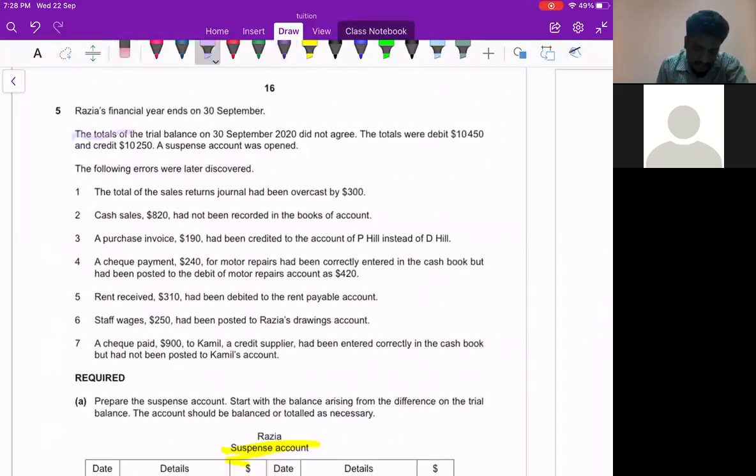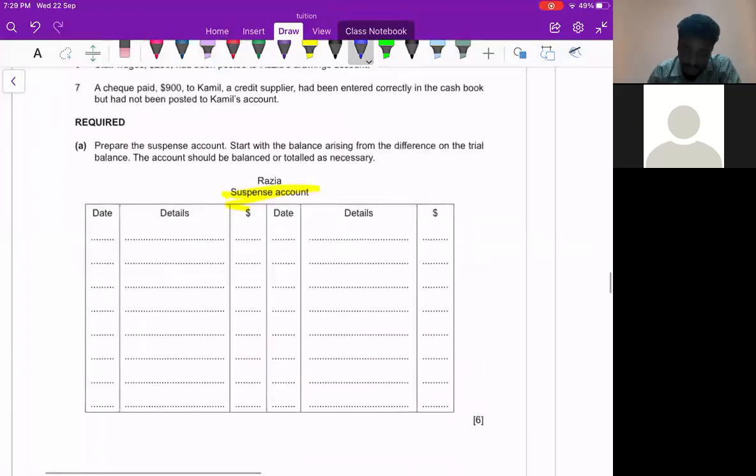We read this. The total trial balance on the 30th April 2020 did not agree. The total debit is this much, credit is this much. So the suspense account was opened. What's the difference? 10450 minus 10250. So the difference is 200. The 200 will be debit side or credit side? Which side is not enough? Your credit side is not enough. So you plus into the credit side. So I go to the suspense account. I write 200. Difference on trial balance.